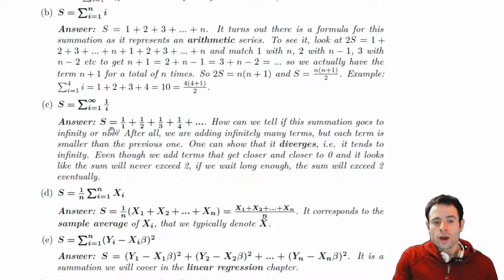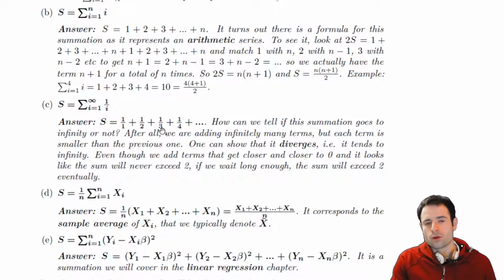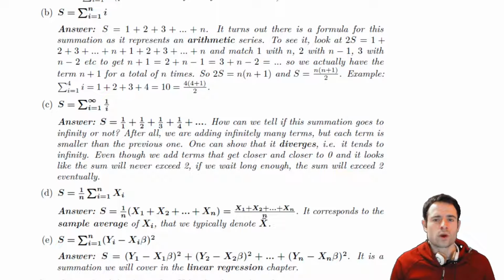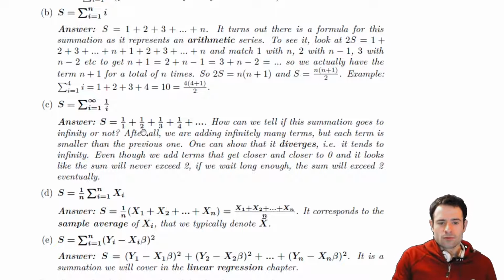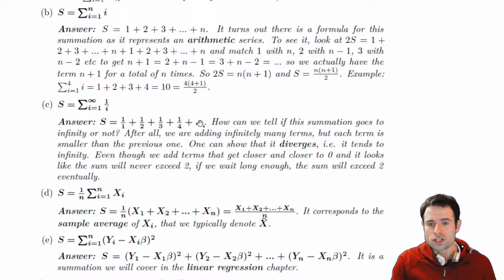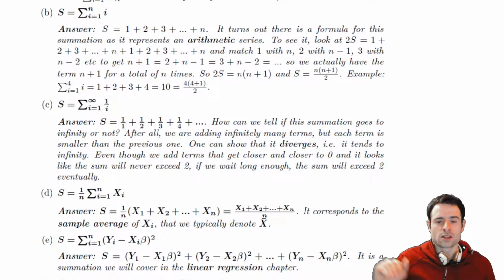The first number is equal to 1, the second number is equal to 0.5, the third number is equal to 0.3 or 0.333, the fourth number is equal to 0.25. So every time you add a new number, this new number is smaller than the previous one. And except for the first number, all the other numbers are lower than 1. 0.5 plus 0.333, which is smaller, plus 0.25, which is smaller, plus here 1 over 5 would be 0.2, which is even smaller, 1 over 6, 1 over 7, and so on.